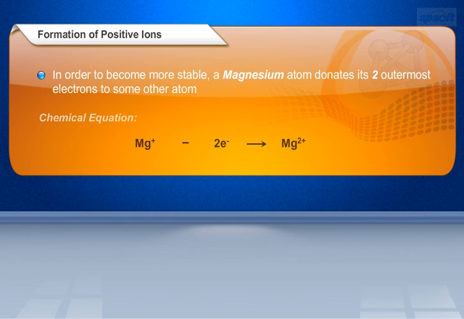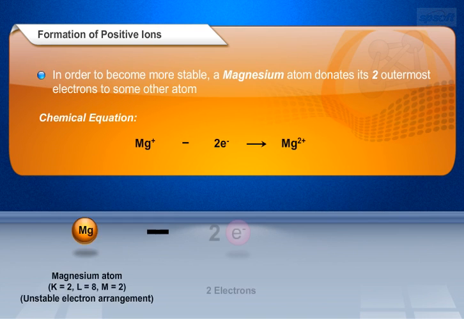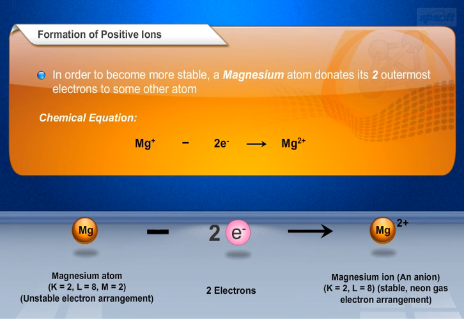The chemical equation for a stable magnesium ion is: a magnesium atom of unstable electron arrangement, K equals 2, L equals 8, M equals 2, loses 2 electrons to give a stable magnesium ion, that is, a cation, with a neon gas electron arrangement of K equals 2, L equals 8.